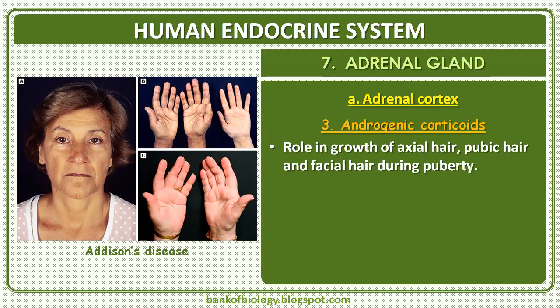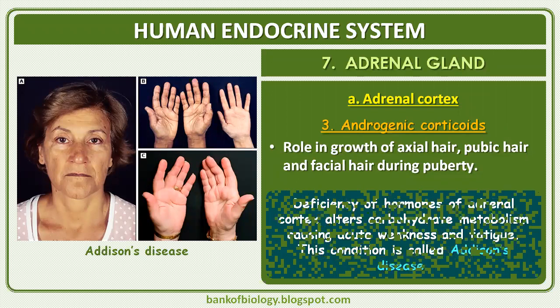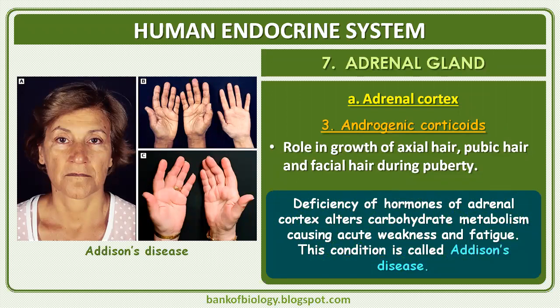Before we go to that, let's see androgenic corticoids, which come from the zona reticularis. They also play some role in the growth of axillary hair, pubic hair and facial hair. We call these secondary sexual characters. That's why we say androgenic corticoids, sex corticoids we can say. Deficiency of hormones of the adrenal cortex alters carbohydrate metabolism. Talking about cortisol, it causes acute weakness and fatigue. The condition we say is Addison's disease. This is Addison disease, the patient with Addison disease.